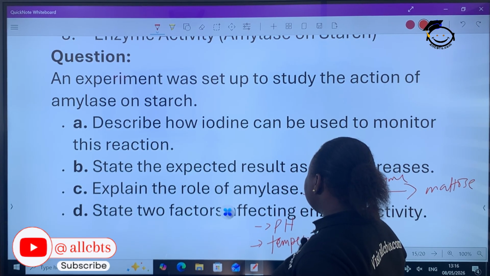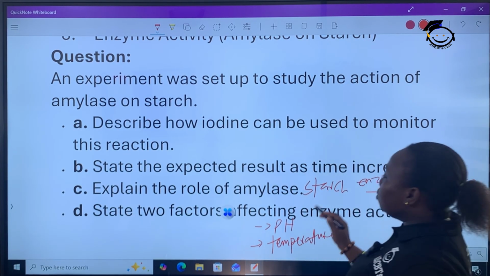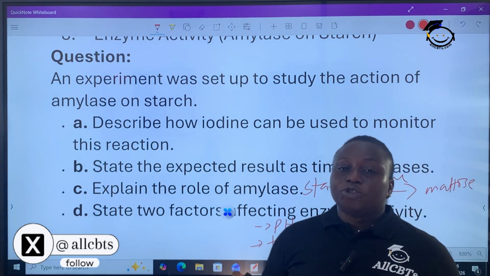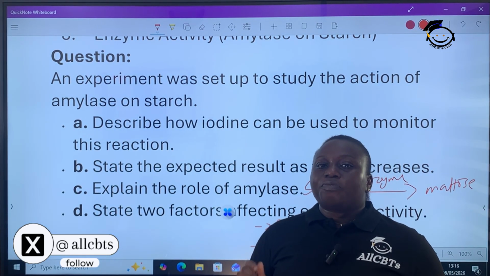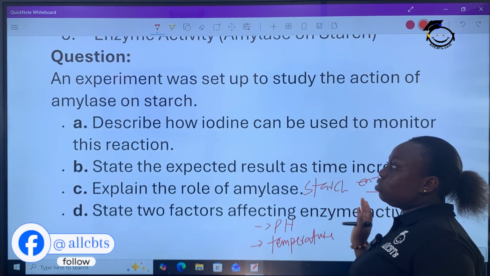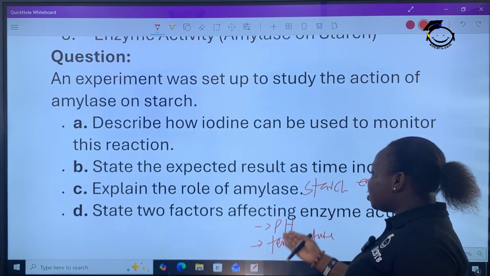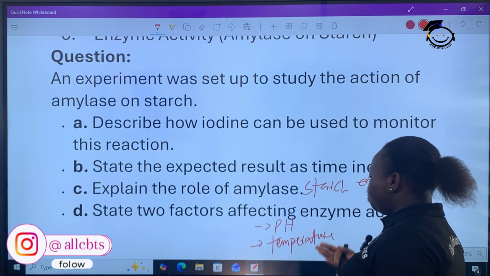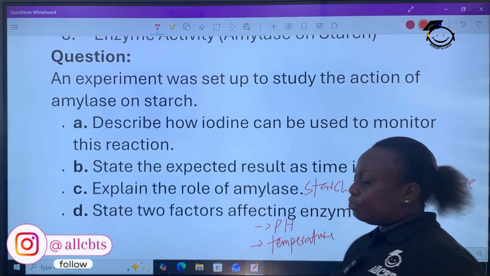The reason why they're asking this question is that they want to know, just like in your physics, when you do precautions before you do your practical. So they want to make sure that you know the precautions for this experiment. So you can write specific pH, specific temperature.